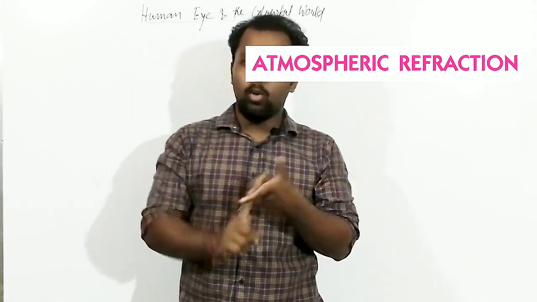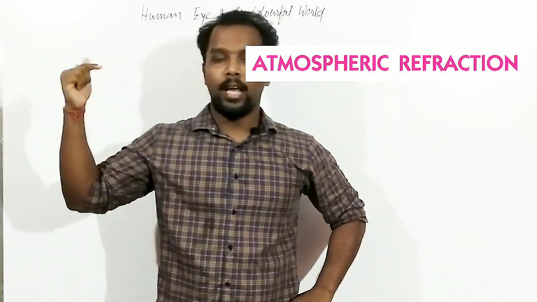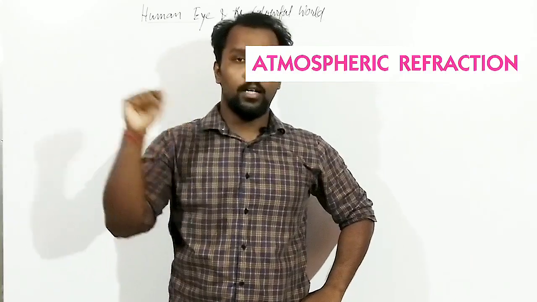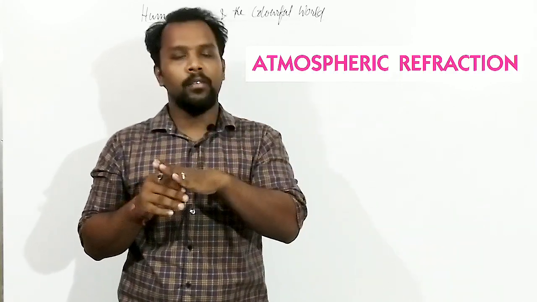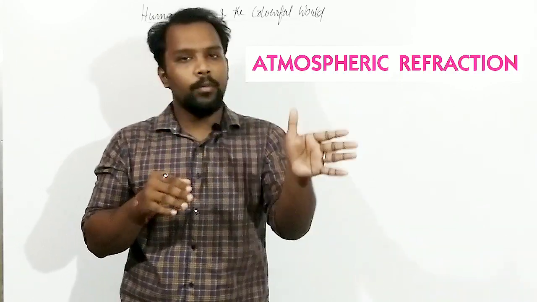And we know when a ray from an object comes through a rarer to denser medium or denser to rarer medium, what is going to happen? It is going to be refraction, moving away from or towards the normal. In this case, if that air becomes less dense, okay, what is going to happen? It will move away from the normal, right?